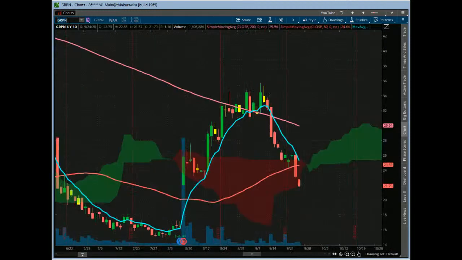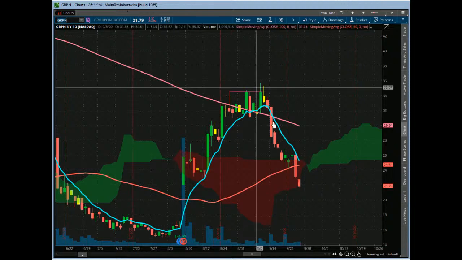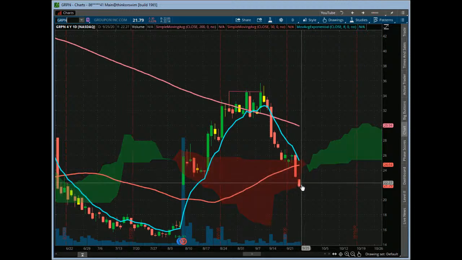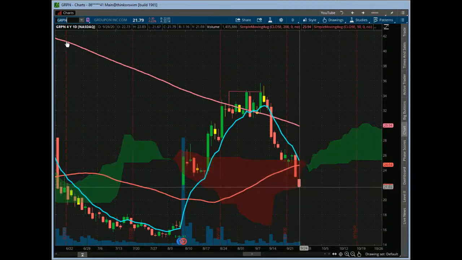GRPN, Groupon. Whoa, Groupon looking pretty nasty. Again, this was the big breakdown day right here, and then it started to get some follow through here. It got into the cloud, pierced the cloud again. I don't really like the volume on Groupon. It gets pretty tough to trade on options, but we did gap down today, and we're kind of drooping down below the cloud. So that's definitely something to keep on the bearish radar for sure.